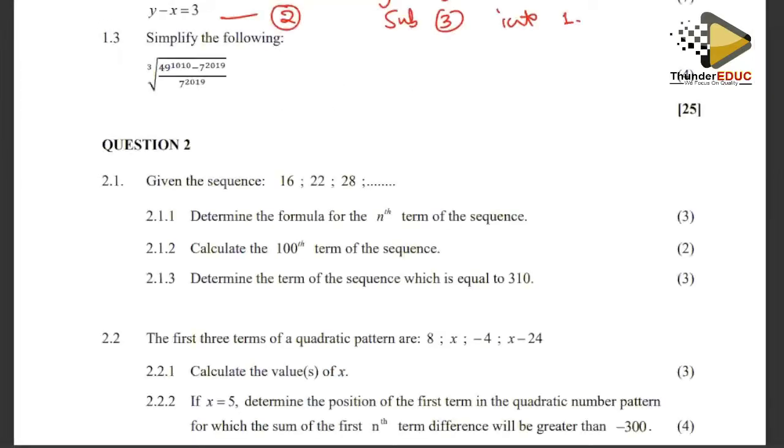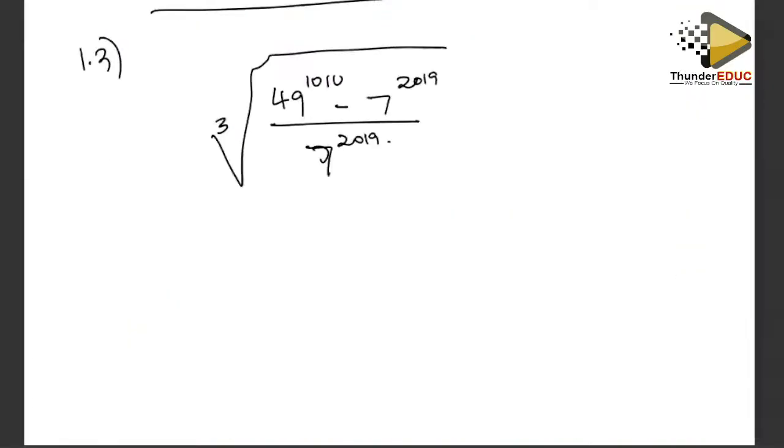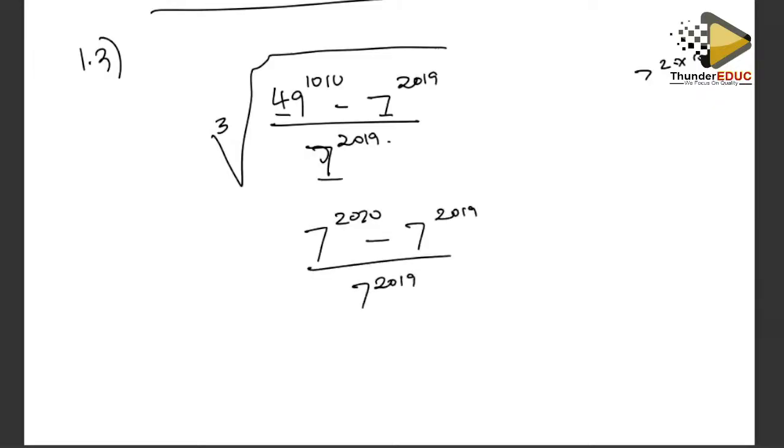Okay. So whenever we have such questions, create similarity with the bases. We have a base of 7, and a base of 49. Know that 49 can be written as 7 squared. So that's going to affect the 1010 to give us 2020. So 7 to the 2020, minus 7 to the 2019, over 7 to the 2019. I'll say everything is to the exponent of 1 over 3 because that's the meaning of the cube root.